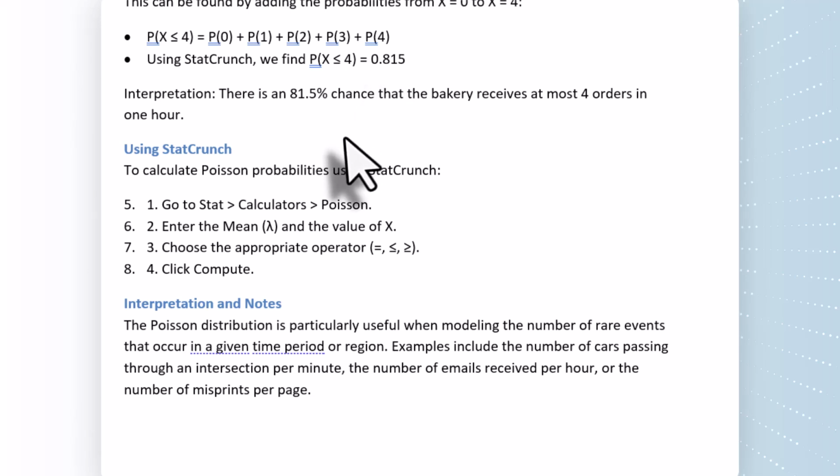And as you notice here, guys, I put the steps for using StatCrunch, so you don't have to do the work by hand. You can simply use StatCrunch. This is pretty much what you need to know in Poisson distribution.